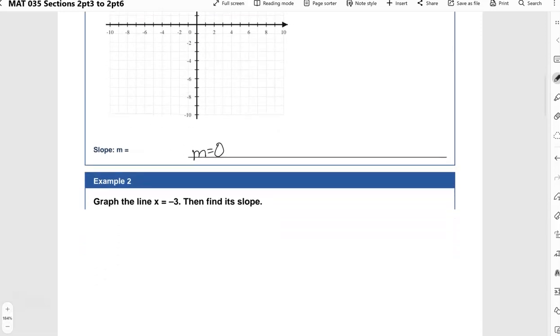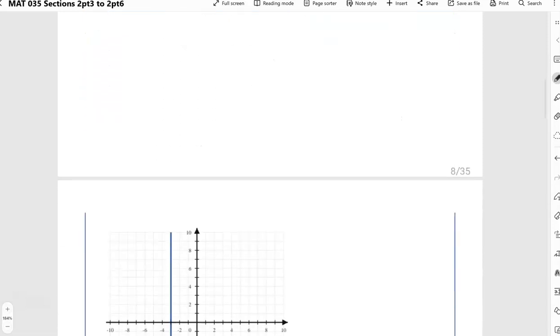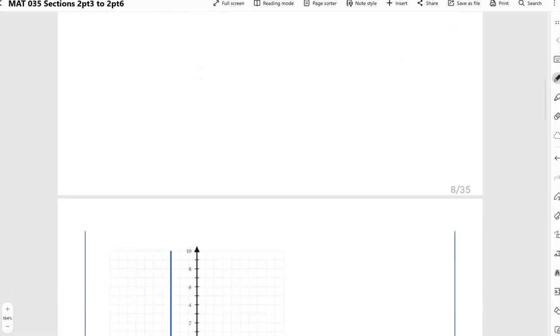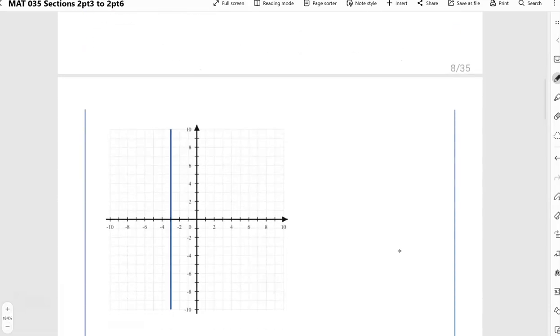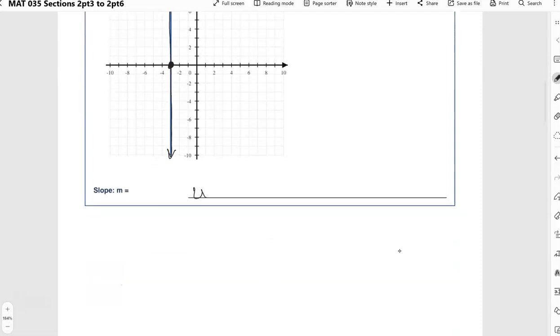If I'm looking at x = -3, this is a vertical line. For a vertical line, the slope is undefined. Okay, vertical lines are going to go up and down. So if I'm looking at x = -3, I'm going to start by plotting -3 right on that x-axis, and we would just draw that line vertically through that x-coordinate of -3. Slope is undefined.